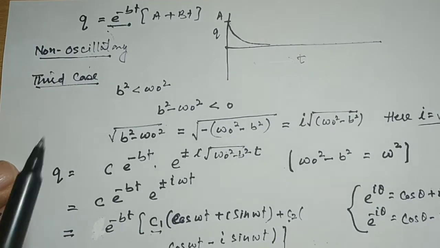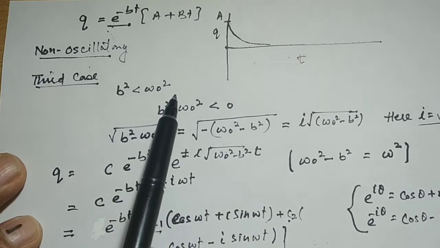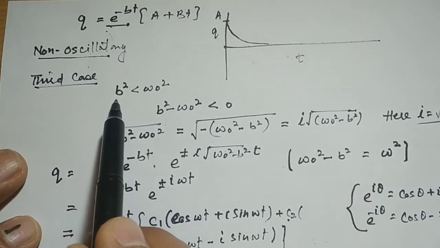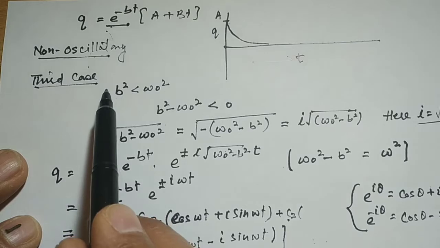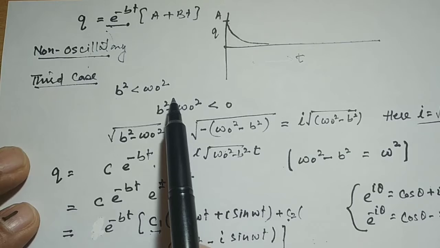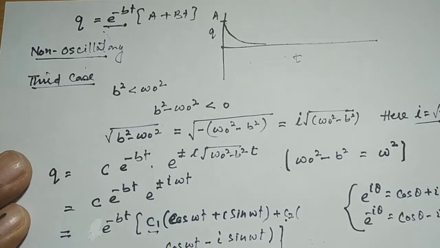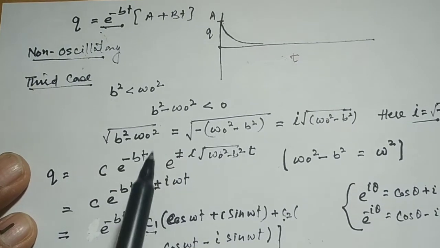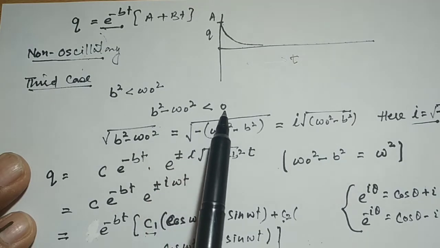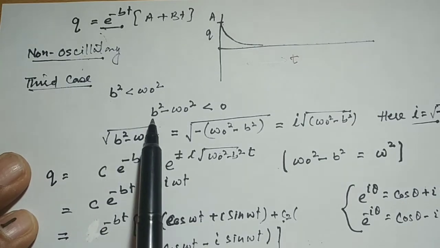Now the third case of damping is when b square is less than omega naught square, and since the damping part is hidden in b square, this damping is light or small. Such a case is called a lightly damped oscillator. In case of lightly damped oscillations, b square minus omega naught square will be less than 0, because the b square term is less than omega naught square. That means it is giving you a negative term.